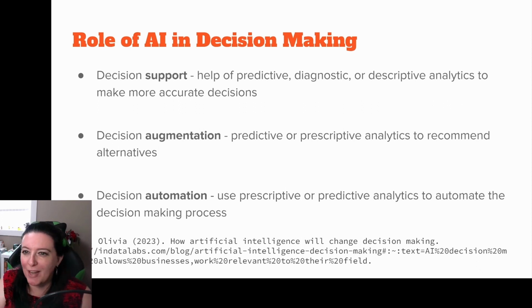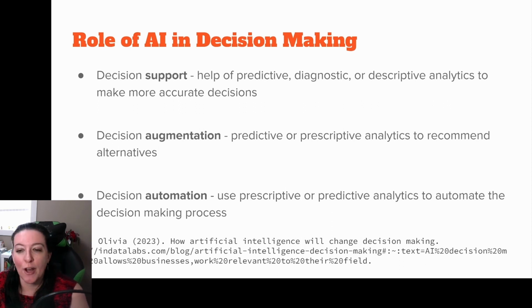So we're going to use predictive, diagnostic, and descriptive analytics to help make more accurate decisions. The machine helps analyze the data, and we make the decision. Or we can have decision augmentation, where we use predictive and prescriptive analytics to help recommend solutions. We know here's what could happen, here's what we should do, here are our options. So we're using AI to help narrow down the options and we choose from there.